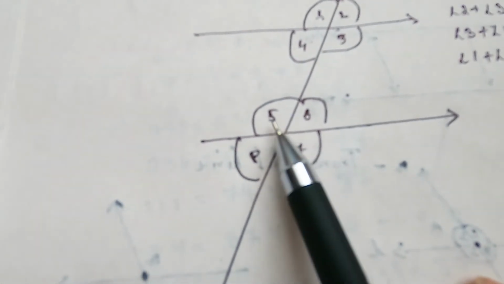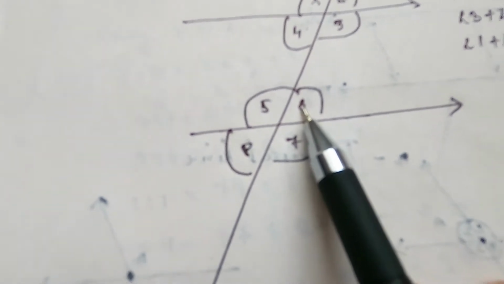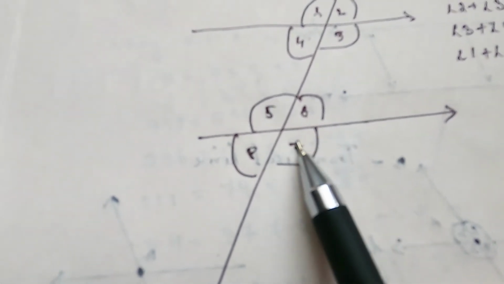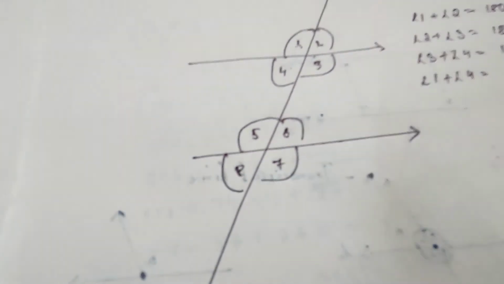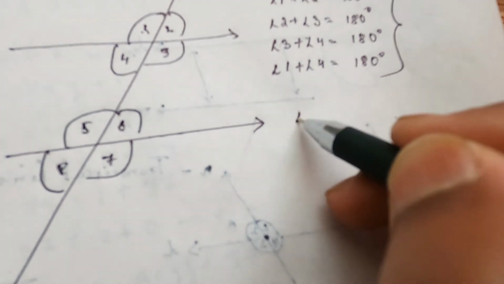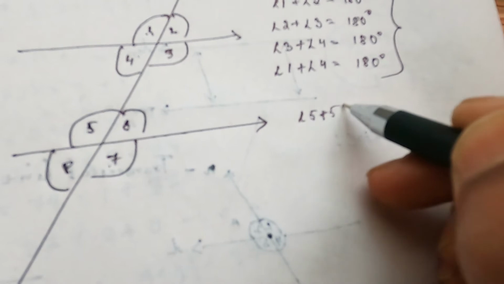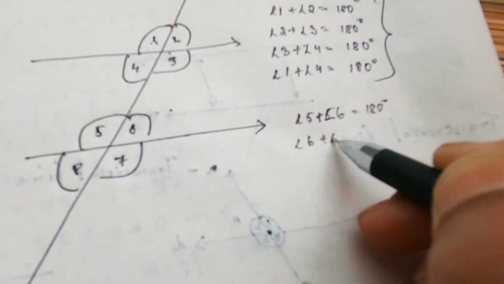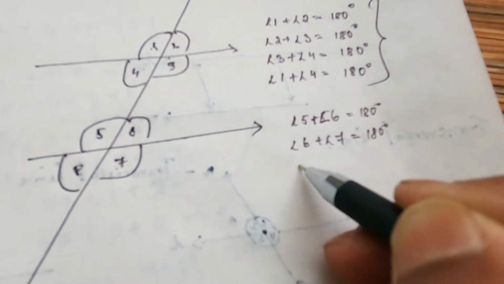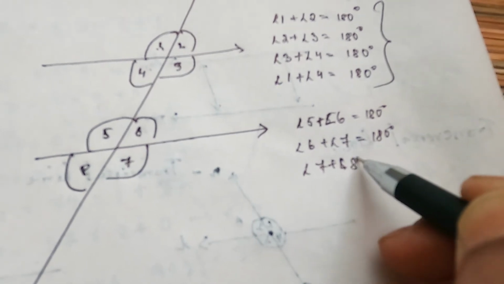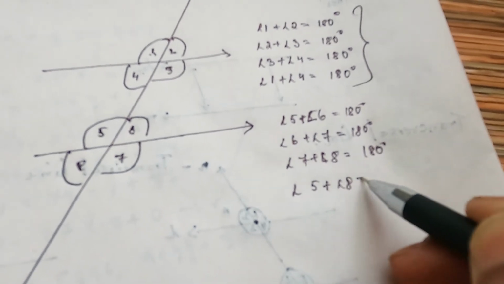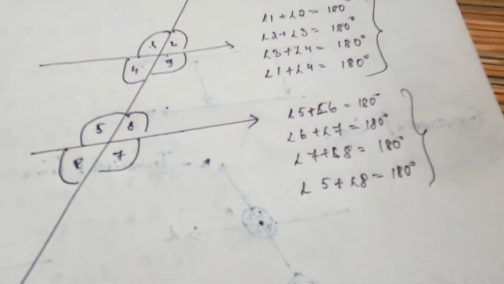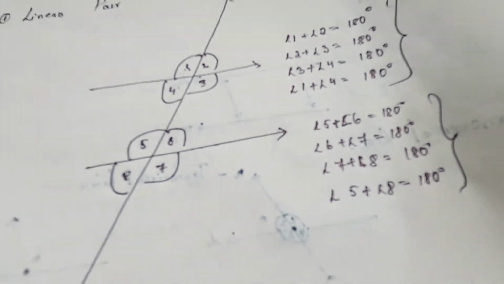So same thing over here, 5 and 6 will form linear pair, then 6 and 7 will form linear pair, 7 and 8 will form linear pair, and 5 and 8 will form linear pair. So I will just write here for your convenience. Angle 5 plus angle 6 is equal to 180. Angle 6 plus angle 7, 180. Angle 7 plus angle 8, 180. Angle 5 plus angle 8, 180. Alright, so these will be very useful in solving the problem.